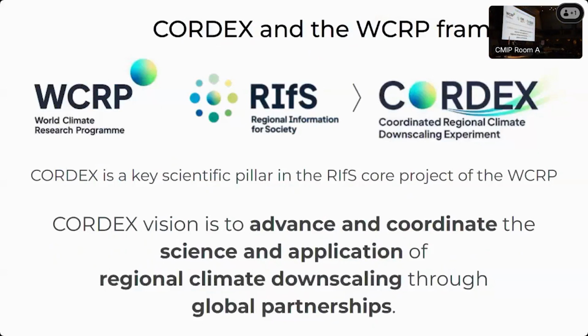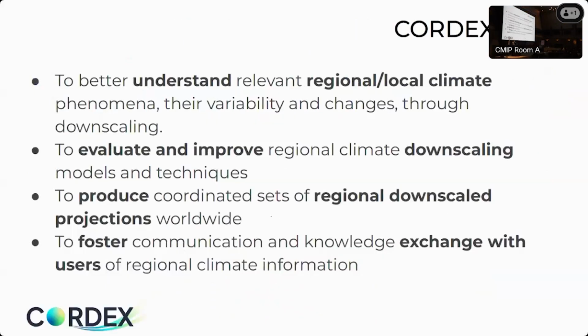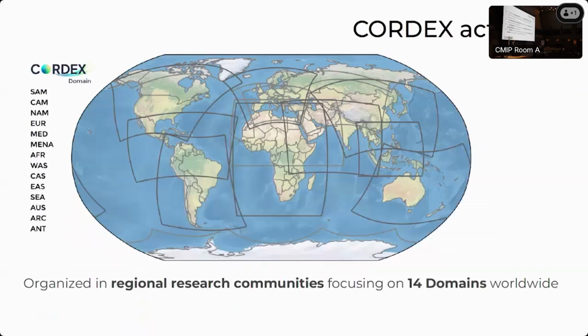And the aim is to advance and coordinate the science and application of downscaling through global partnerships, with the goals of using downscaling to understand relevant regional to local climate phenomena, their variability and change, evaluate and improve regional climate downscaling models and techniques, and actually produce coordinated sets of regional downscaled projections, and also to foster the communication and knowledge exchange with users of these projections.